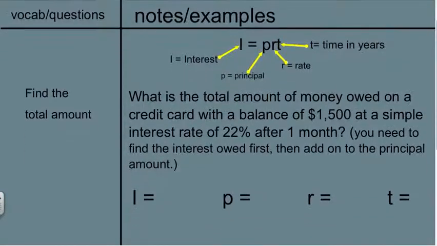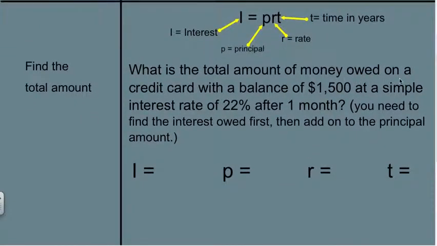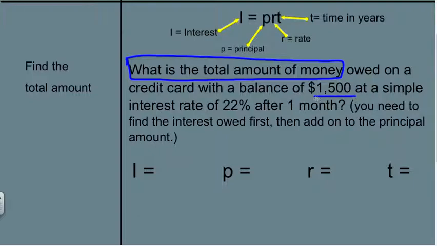All right, here's another one. What is the total amount of money? Ooh, notice the different question here. What is the total amount of money, not interest, total amount of money owed on a credit card with a balance of $1,500? Balance is basically my principal. That's what I'm starting with, at a simple interest rate of 22%. Rate 0.22, time 1 month. 1 month is 1/12. Interest, I don't know. That's what I'm trying to find.